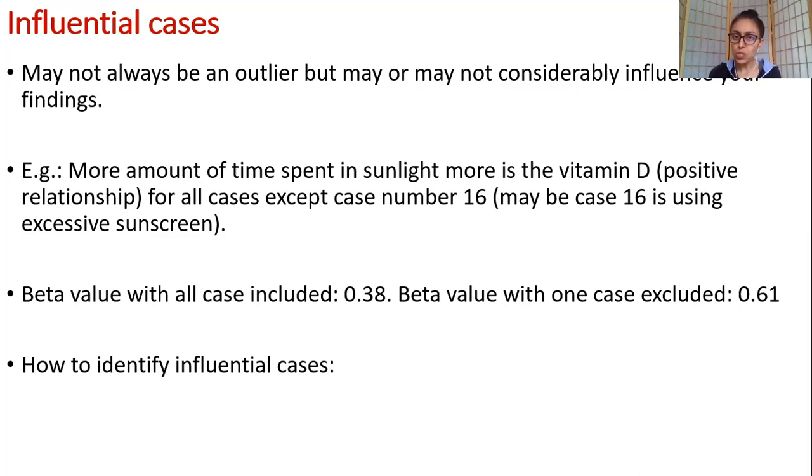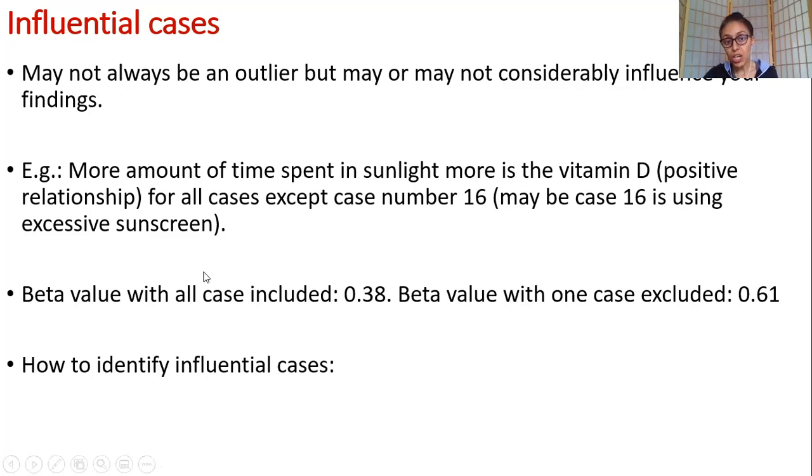And maybe that is why her blood vitamin D levels are really low, even if her job requires her to be out in the sun almost all of the time. Okay, so maybe she's a lifeguard or something like that. So in this case, what you would do is remove the participant case number 16, redo the analysis and see whether there is a significant change in the beta value.